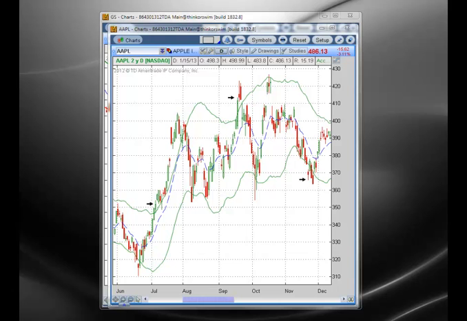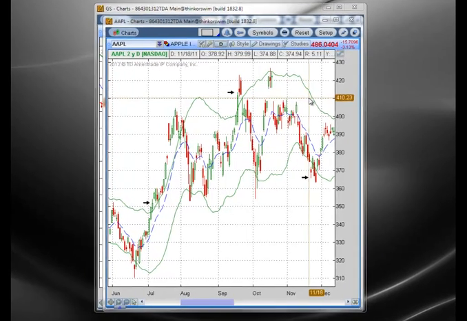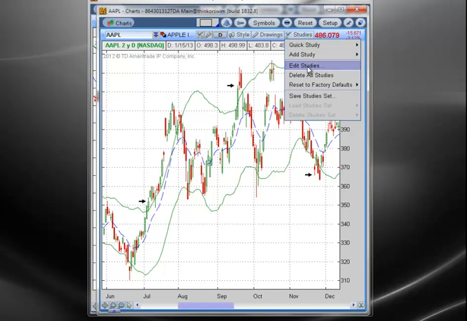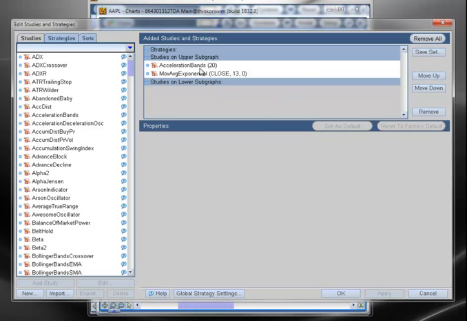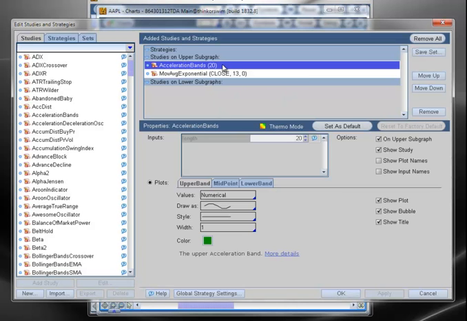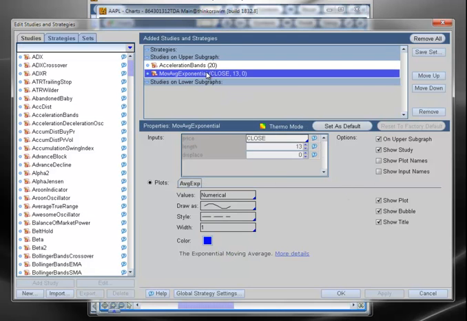I came across the methodology as it's mentioned by Price Headley. The acceleration band I'll show you is in Thinkorswim. It's a default using a 20 period default, an upper band and a lower band. The mid band I am not plotting, and the methodology calls for as a stop loss a 13 EMA.